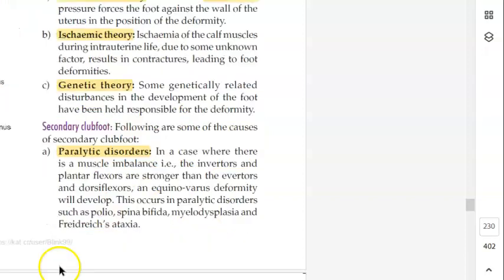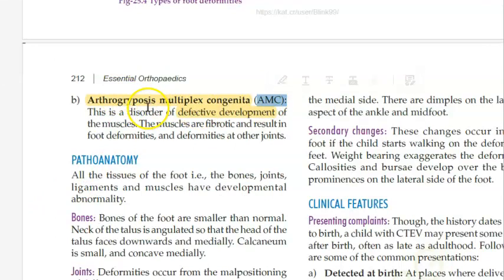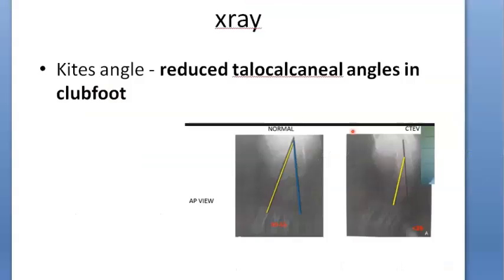Then in secondary clubfoot, I think that is happening later on because of paralytic disorders. Some AMC, arthrogryposis multiplex congenita, is a defective development of the muscles. Okay, so this is the examination.